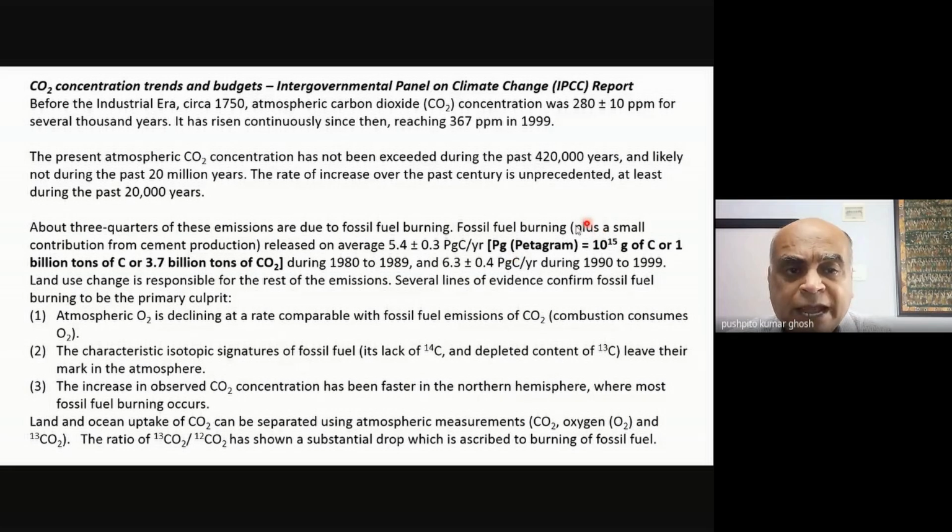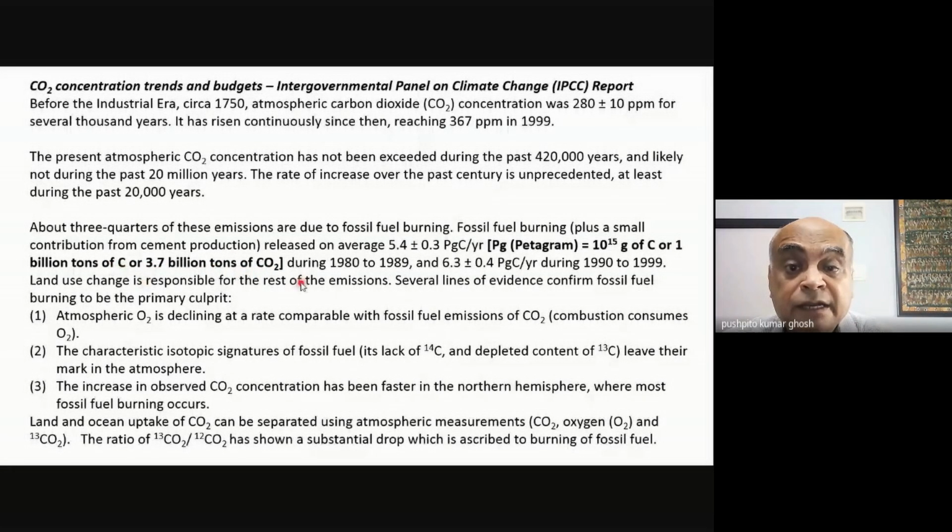Now you can actually calculate that. They have estimated the carbon: if I take 1 petagram of carbon, petagram means 10 to the power 15 grams. 1 petagram of carbon has an atomic weight of 12. If I convert that to CO2, which is 44, that will be equivalent to 3.7 billion tons, because it will be 44 divided by 12 into 10 to the power 15. And 10 to the power 15 grams, with 10 to the power 6 grams in 1 ton, is equivalent to 1 billion tons. So 1 billion tons of carbon is equal to 3.7 billion tons of carbon dioxide.